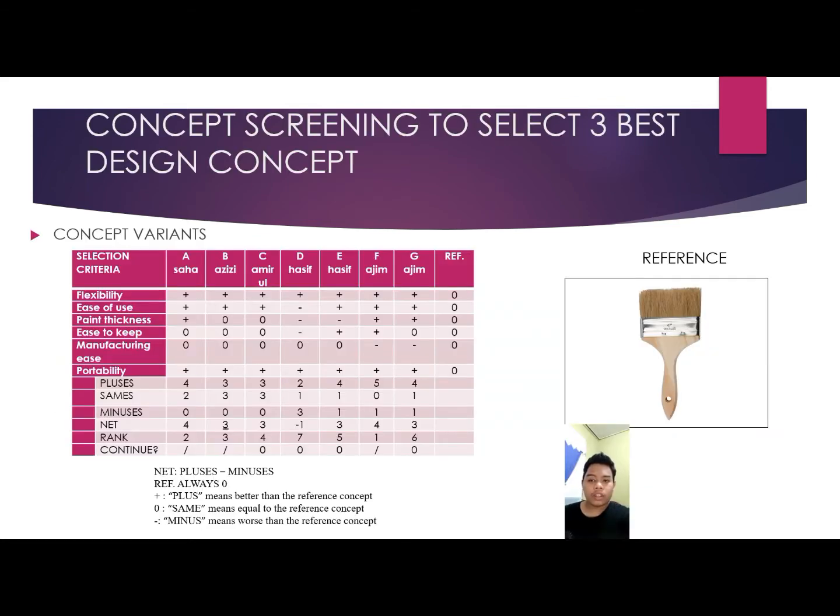So for the concept variant, we use the concept variant table to see the three highest ranks that we can use for the final design. We focus on flexibility, ease of use, paint thickness, ease to keep, manufacturing ease and portability. As a result, we got concept A, concept B and concept F as the three highest ranks.